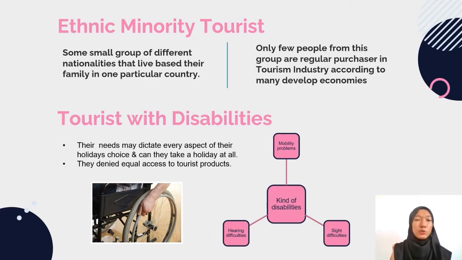Next is the tourists with disabilities. There are many kinds of disabilities. First is mobility problems, second is sight difficulties, and third is hearing difficulties. Their needs may dictate every aspect of their holiday choice, and whether they take a holiday at all. They are also denied equal access to the tourist product.